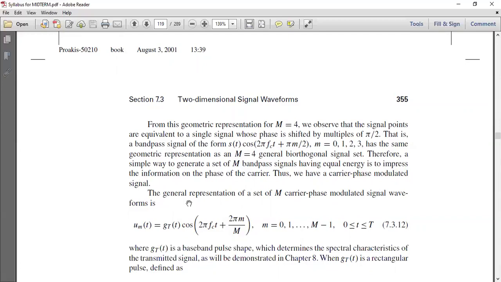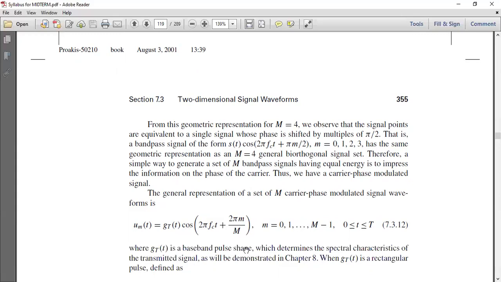The general representation of a set of M carrier phase modulated signals is this one. So the only difference is over here, we are introducing a 2 pi m over M. So this is the general expression for phase modulation.